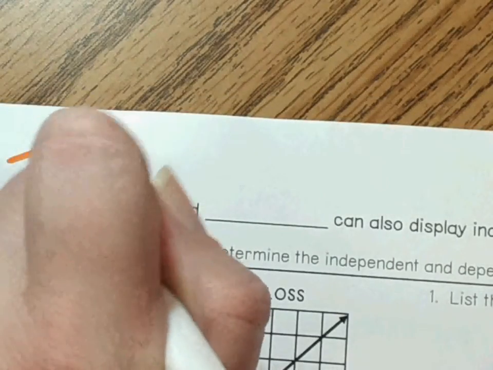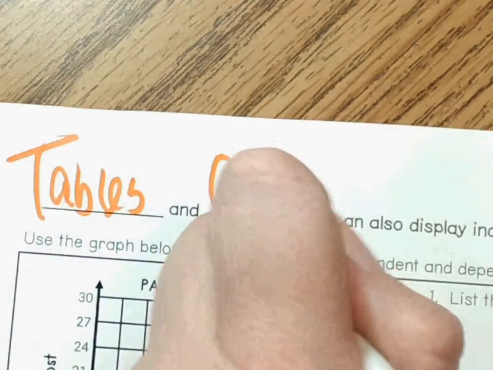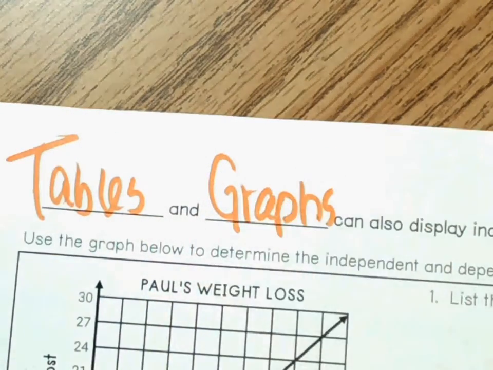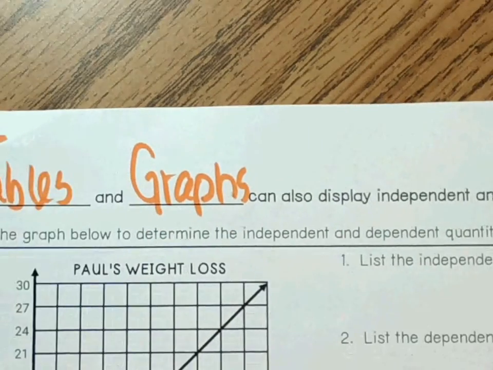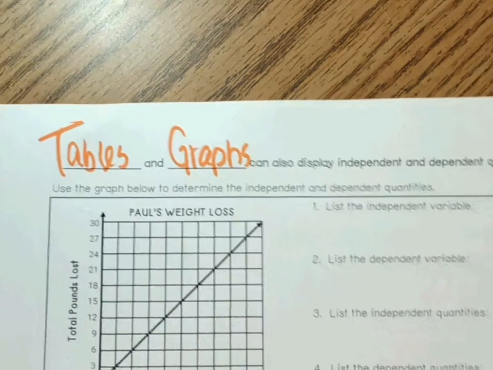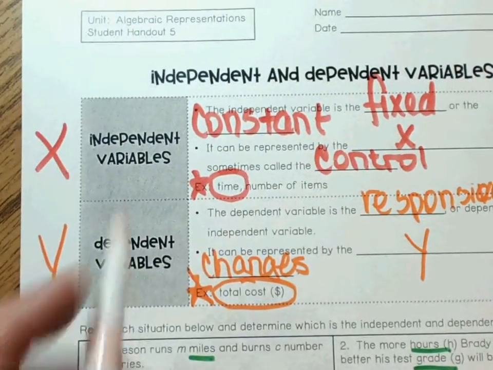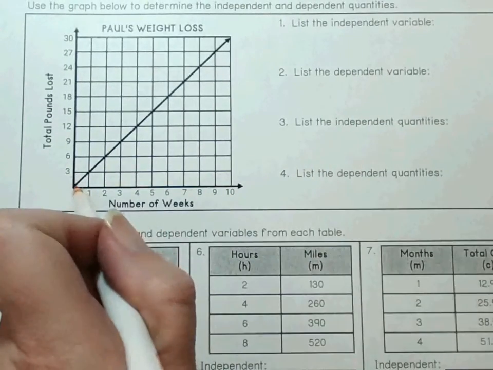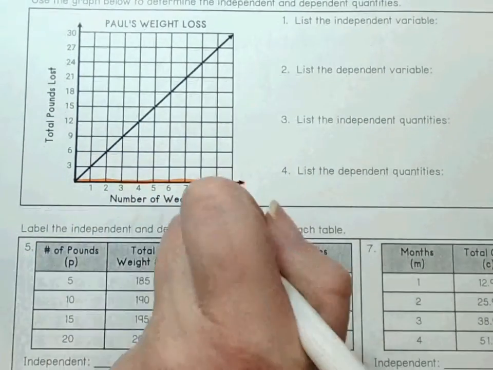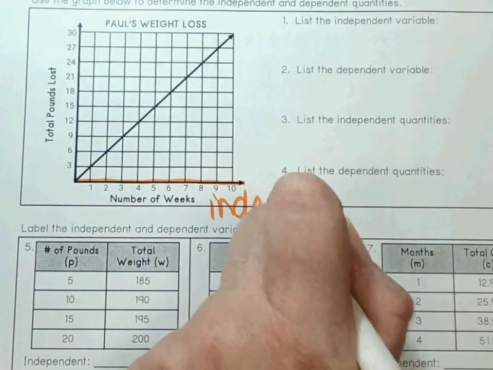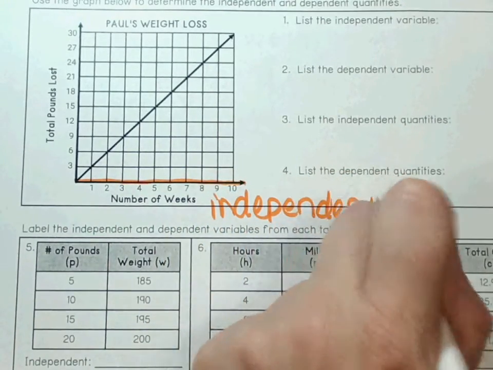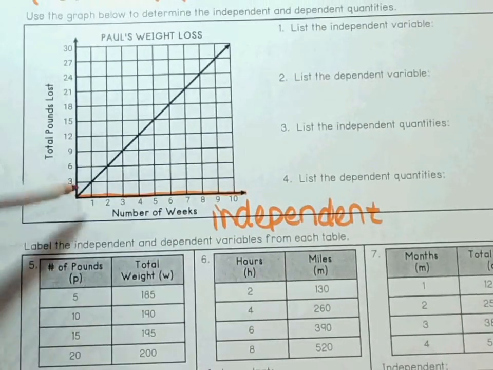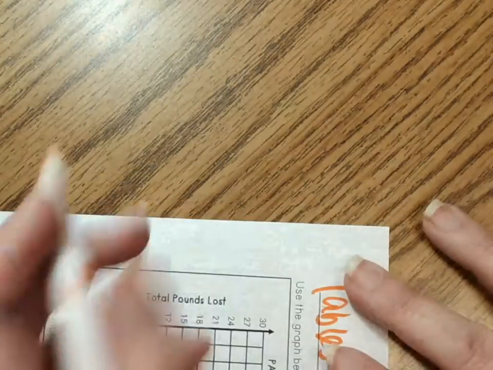Right here, write tables and graphs. Tables and graphs can also display independent and dependent variables. Now, on the front side, I'm going to flip it over real quick. On the front side, we said that X is the independent and Y is dependent. So that means that we also have our x-axis here, so this is our independent. That's our independent variable. And we have a y-axis, so that means that this is our dependent.